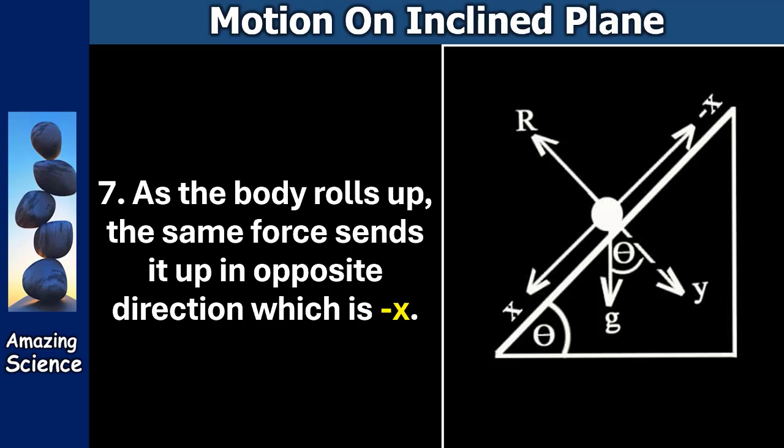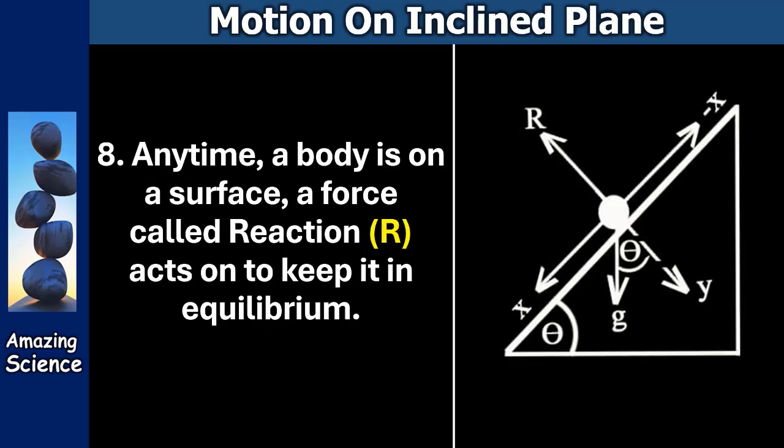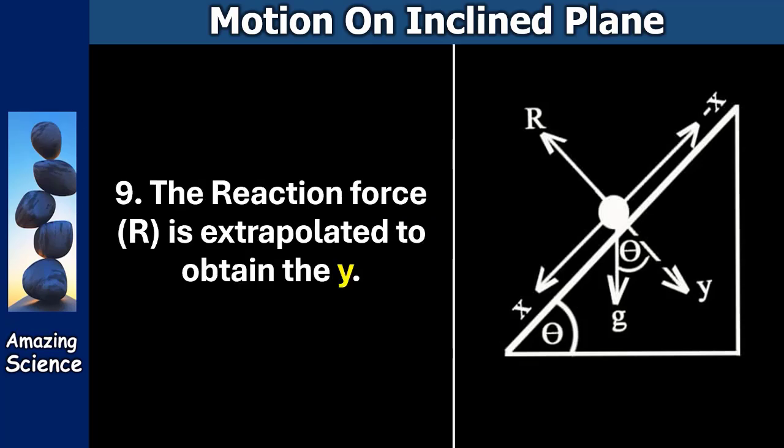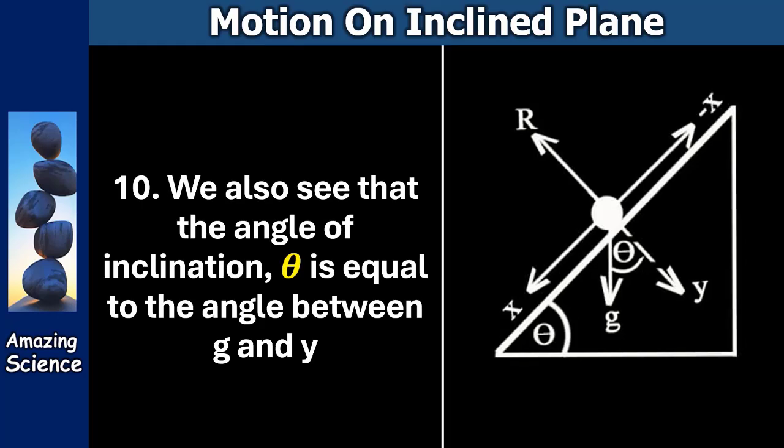Also, anytime a body is on a surface, a force called the reaction, represented by R, acts on it in order to keep it in equilibrium. From the diagram, this reaction force is extrapolated to obtain the Y. We also see that the angle of inclination, theta, is equal to the angle between the g and the Y.